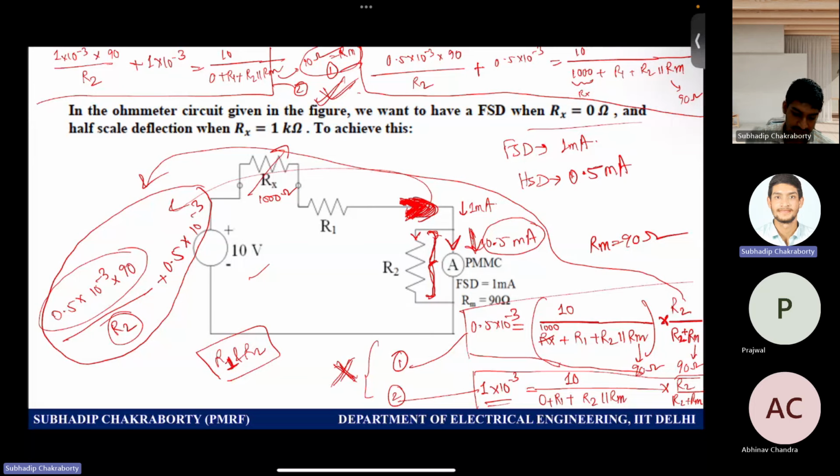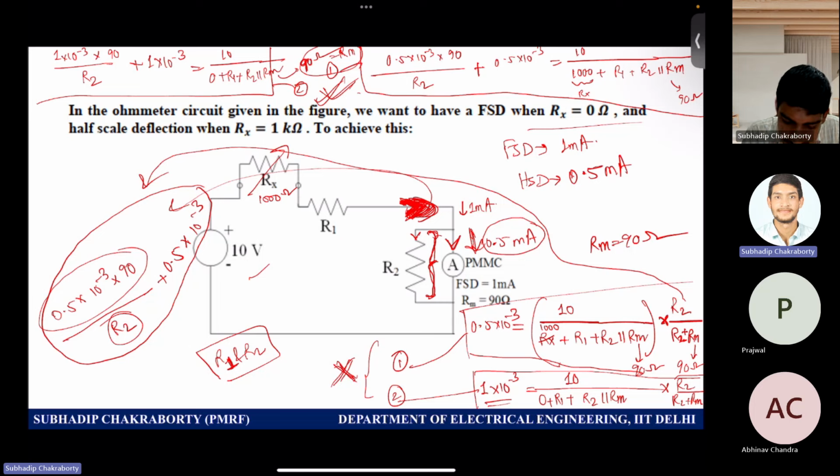Calculate how much is the value of R1 and R2 using these two equations, where Rm value is known, right? It is 90. Please note. So using these two equations, you can just solve for R1 and R2. Only two variables are there, and Rm is the meter resistance, which is 90 ohm. And Rx, I have already given you: 1000 for one case and 0 for another case. So the meter resistance 90 ohm, you can just put it for both the cases and determine R1 and R2.